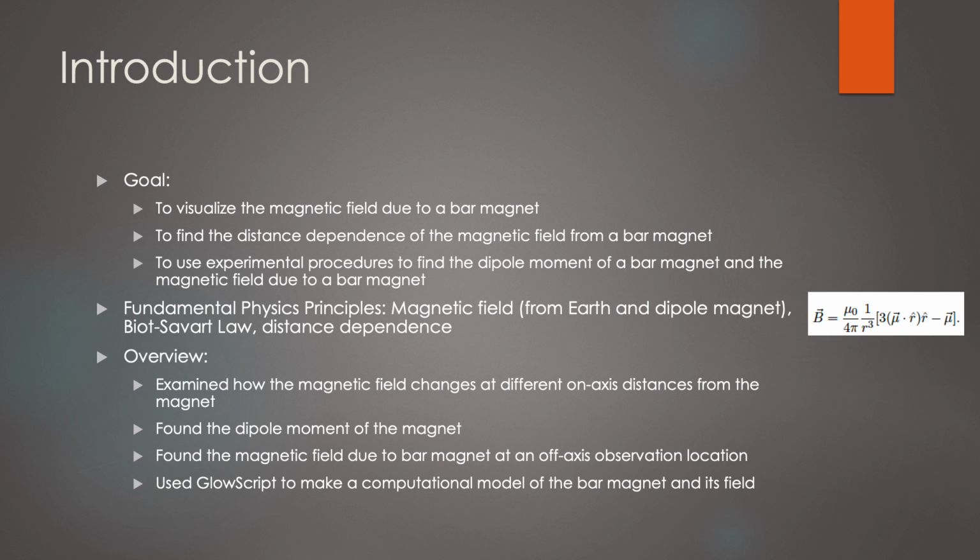And we also examine the distance dependence of a bar magnet's magnetic field. This describes how the magnitude of the magnetic field is influenced by how far away the observation location is from the magnet. Now for a brief overview, I first examined how the magnetic field due to a magnet changes at different on-axis distances from the magnet. I then was able to find the dipole moment of the bar magnet and the magnetic field due to the bar magnet at an observation location that was at a 45-degree angle from the x-axis. And finally, I used GlowScript to make a computational model of the bar magnet and its magnetic field.